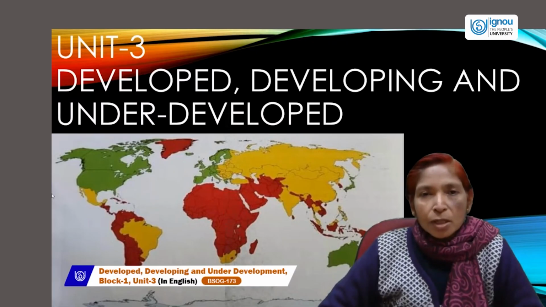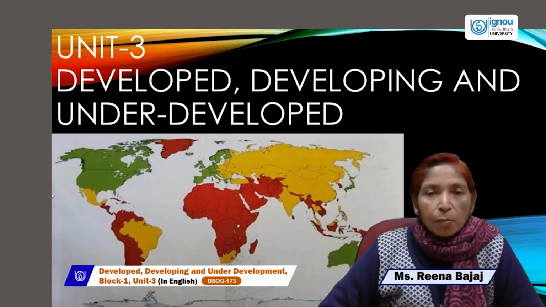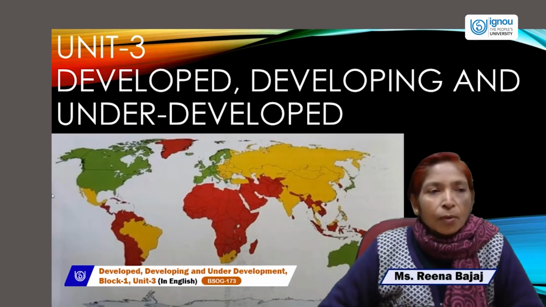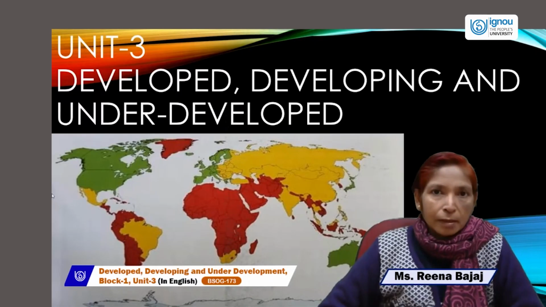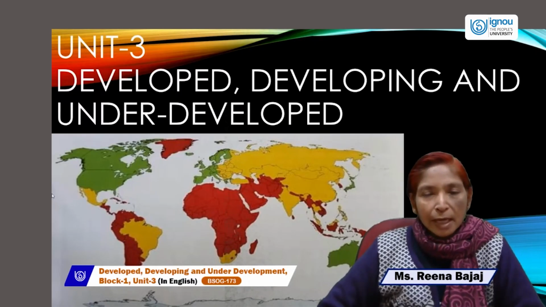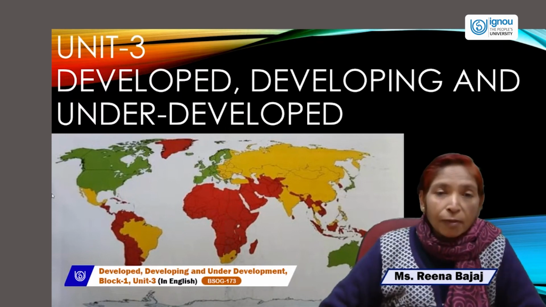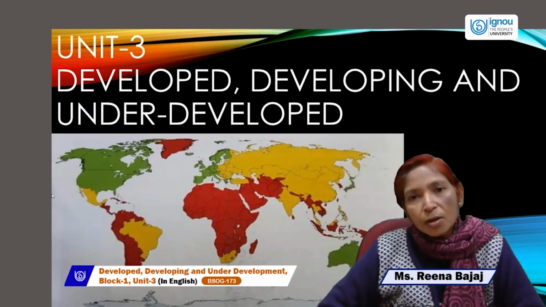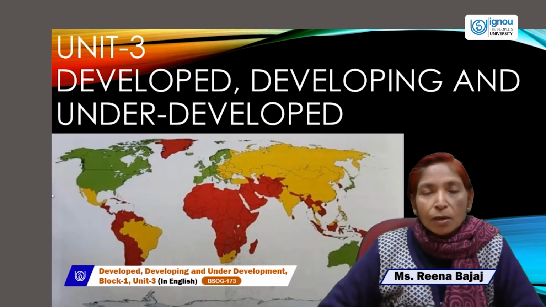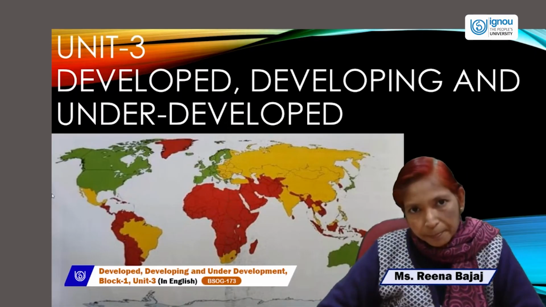Today is the third session of this paper. We have done Unit 1 and Unit 2 in Block 1. Now today we will discuss Unit 3, which covers developed, developing and underdeveloped economies. We will discuss the meaning of developed, what type of economy is called a developed economy, what type of economy is called developing, and what are the main characteristics of underdeveloped economies.